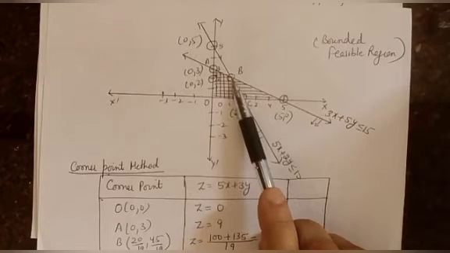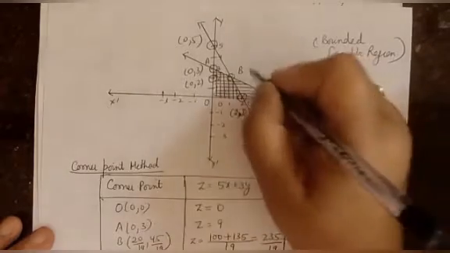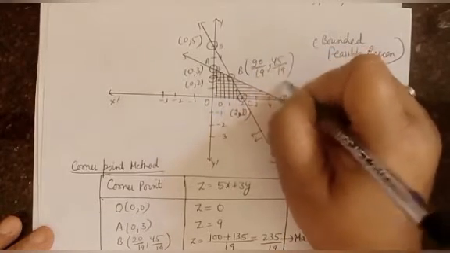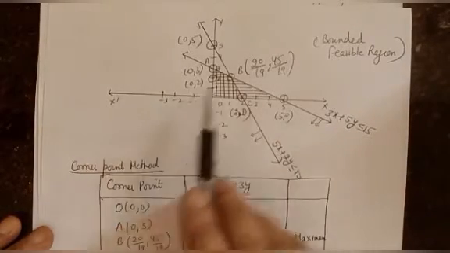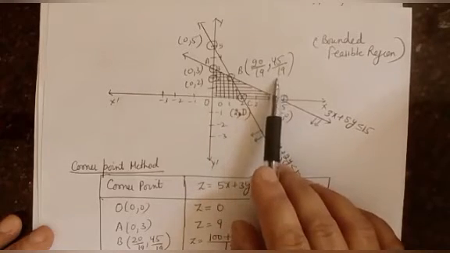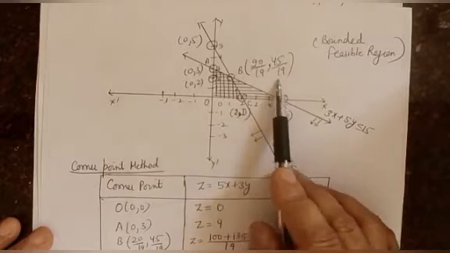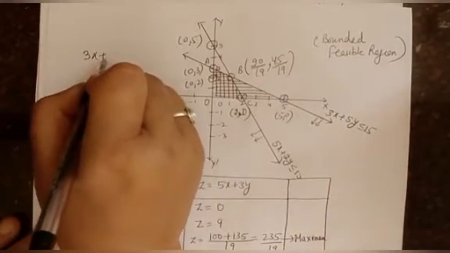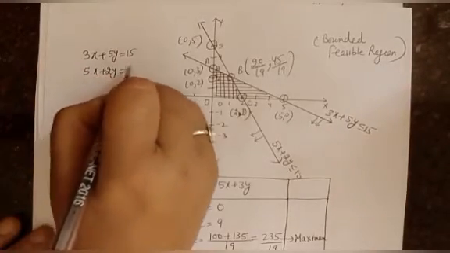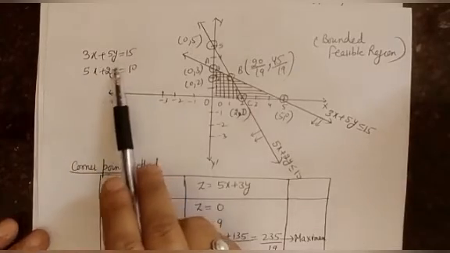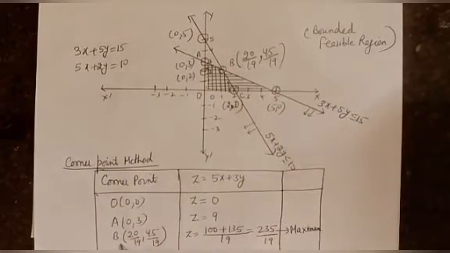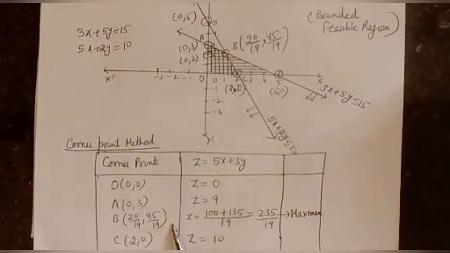This is by point of intersection, you can locate. And this point is turning out to be 20 by 19 and 45 by 19. You can solve both the equations, or graphically also you will be able to locate. But in such fractional questions, it's better you solve both the linear equations, 3x plus 5y equal to 15 and 5x plus 2y equal to 10. By just making the two coefficients equal, you will be able to get the values of x and y. So here I got the value as 20 by 19 and 45 by 19.